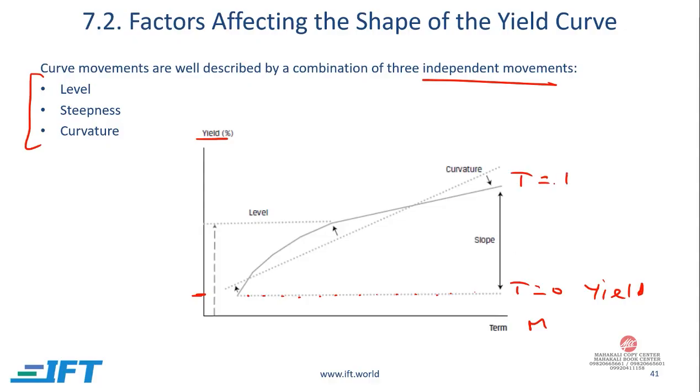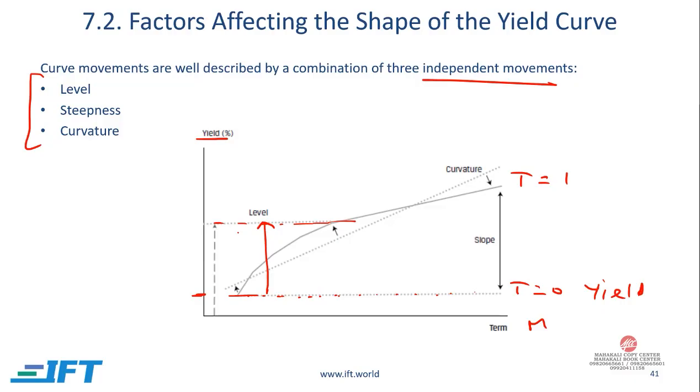Then at t equal to 1, we have this yield curve. So this solid line is the new yield curve. If we look at the change from this original yield curve to the new yield curve, we can see three types of movements. One movement is the change in level. With this new yield curve, the average level is over here. So we can say that the change in level is from here to here. So this is the change in level.